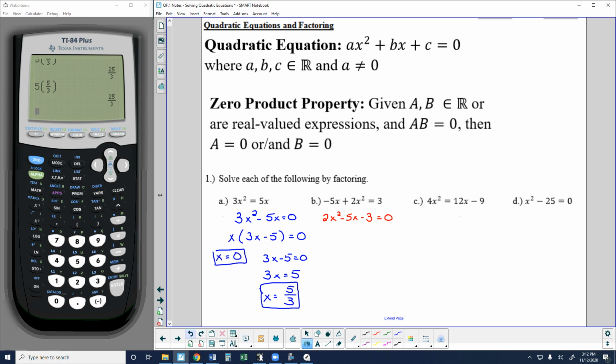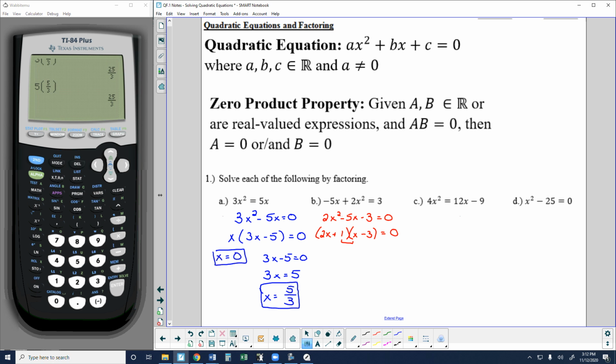Now I want to factor this expression. Well, there's no GCF, so I'm going to go ahead and try to factor this down into two sets of parentheses. The first term in each has to multiply together to give me 2x squared, so that's got to be 2x and x. The second term in each has to multiply together to give me a negative 3, then through distribution add to give me a negative 5x. So I'm going to go ahead and go with positive 1 here and negative 3.